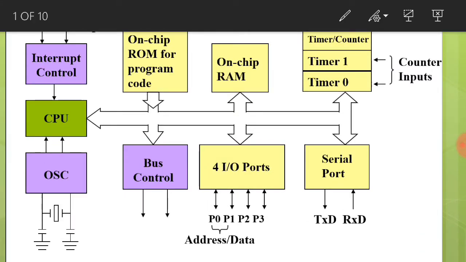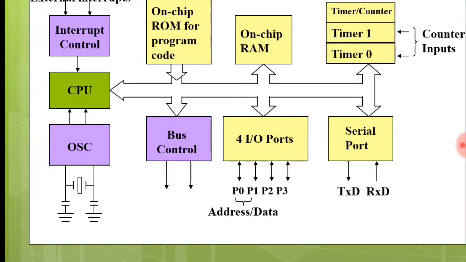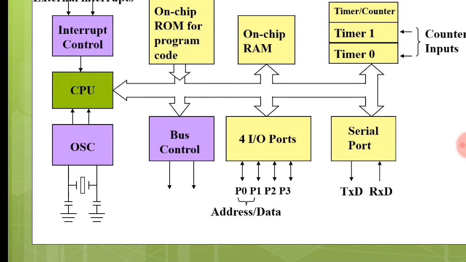Next, port 1. Port 1 acts the same as the concept of port 0. Port 1 consists of a total of 8 pins. This port can be used as an input port or output port. Port 1 does not need any pull-up resistors. Why? Because it already has pull-up resistors internally. So upon reset, port 1 is going to be configured as an input port.